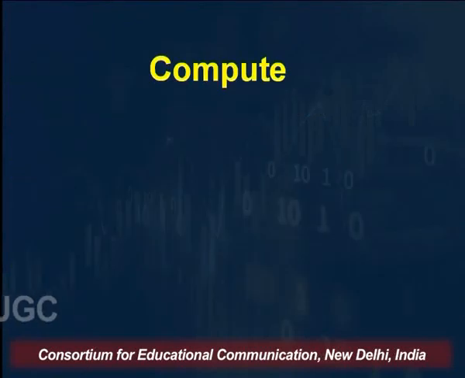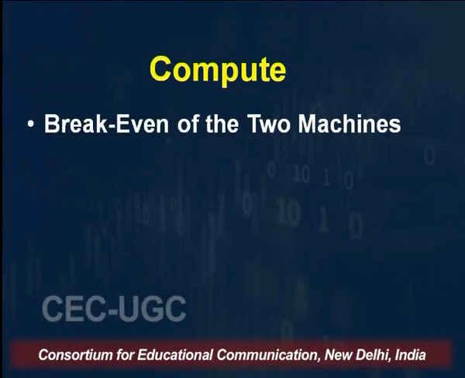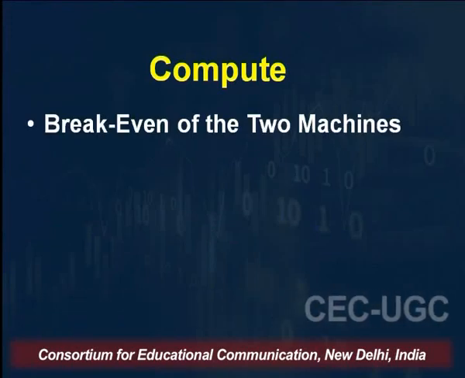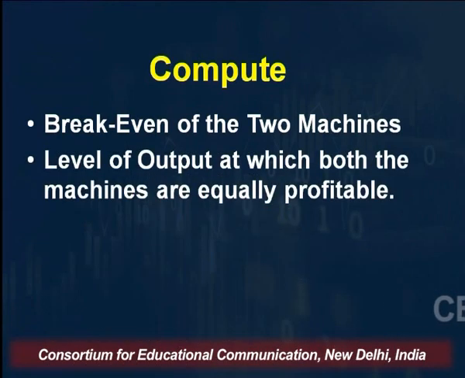Now let us understand what the question is asking. The question is asking us to compute the break even of the two machines. You have to calculate the break even point of both the machines, and then find a level of output at which both the machines are equally profitable. This is very important, and this is what we were talking about in terms of cost indifference point. So we have to calculate.